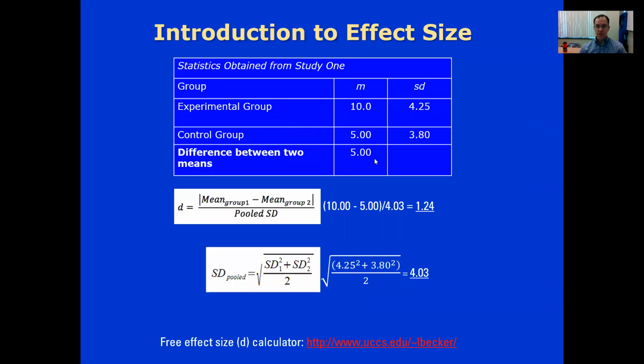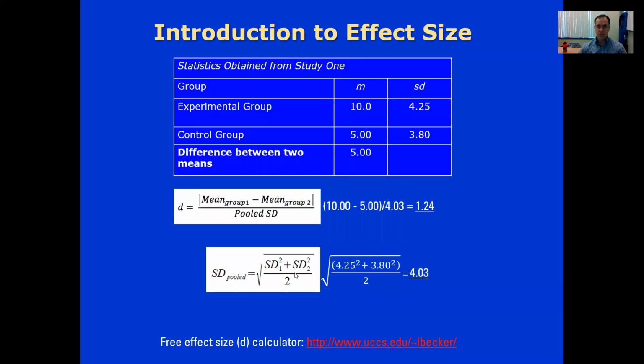Now you notice that in the previous example the standard deviations between the experimental group and the control group were identical. They were 4. But that usually will never happen. So usually you have a difference in the standard deviations between each of the groups. In order to account for this, you have a formula here that takes into account the pooled standard deviation. To calculate the pooled standard deviation, you use this formula here.